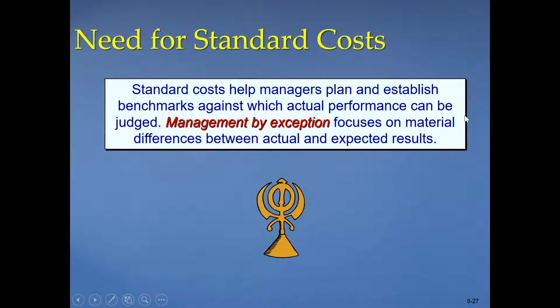So we focus on material differences between actual and expected results. We only focus on something which is material, not a small amount, and we need not spend time on why a few halalas have been spent more or less. So it's not important. Instead, we must focus on variances which are material in nature. And remember, in accounting we have a very important concept: materiality is very important in financial accounting as well as managerial accounting.